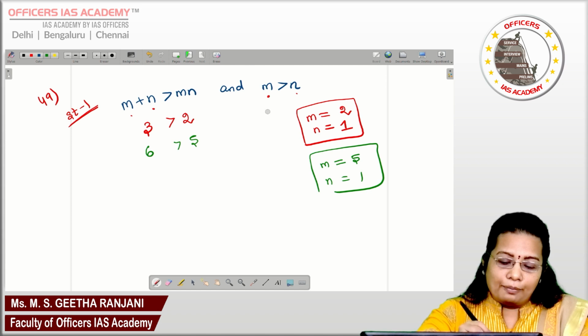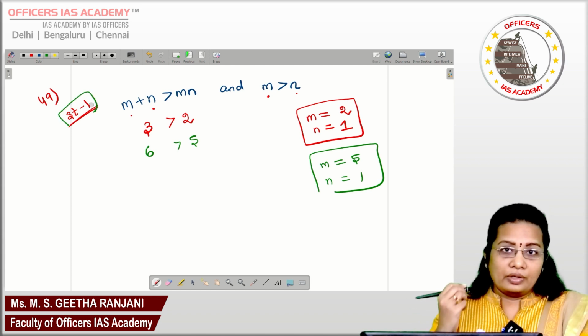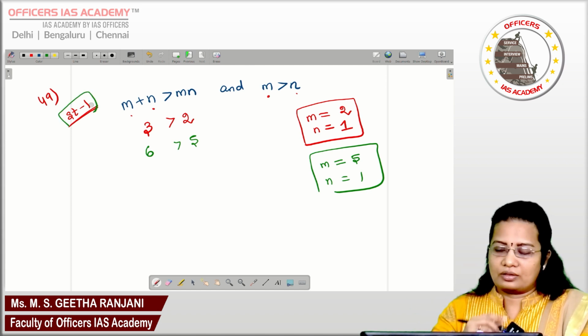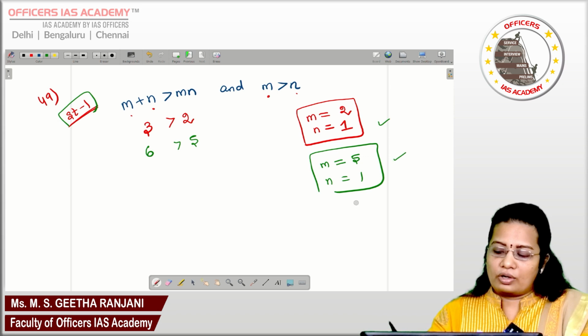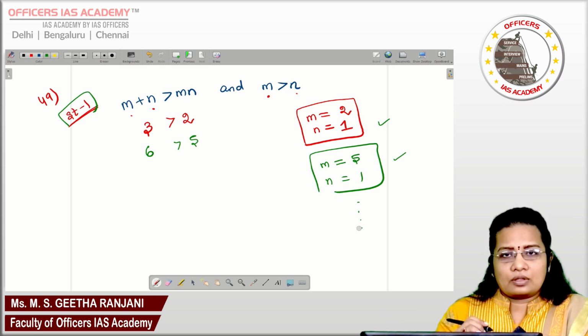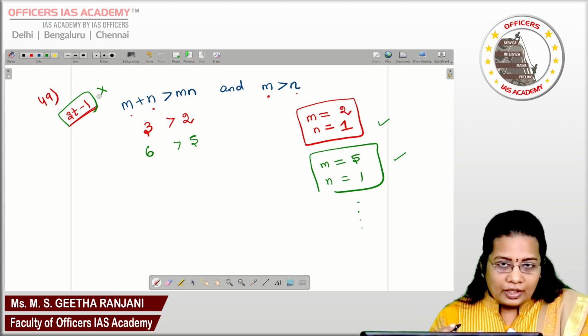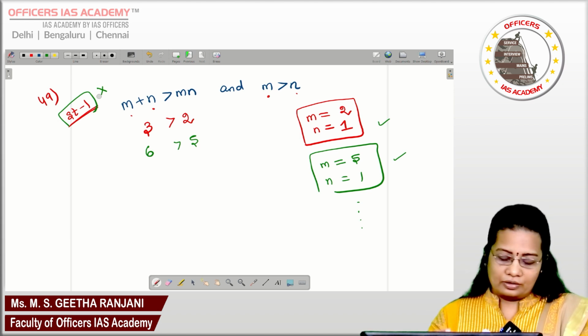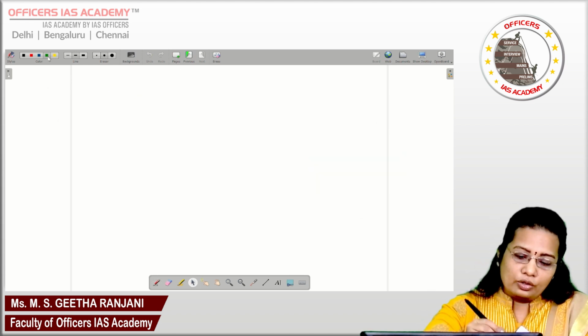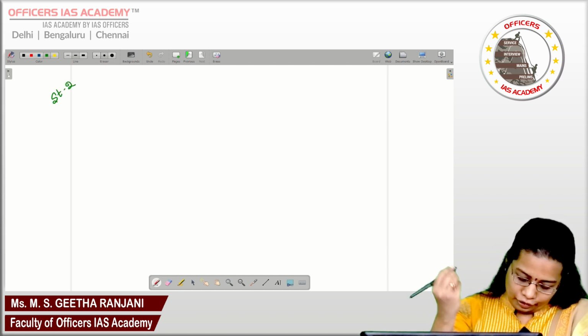So with the help of statement 1, we will not be able to get a unique answer. There are more choices like this, such as m is 26 and n is 1. So statement 1 individually does not help to get the answer. Step 2, we want to go with statement number 2.